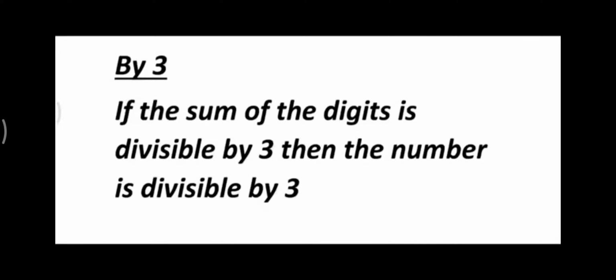Now this is the divisibility of 3. If the sum of the digits is divisible by 3, then the number is divisible by 3.